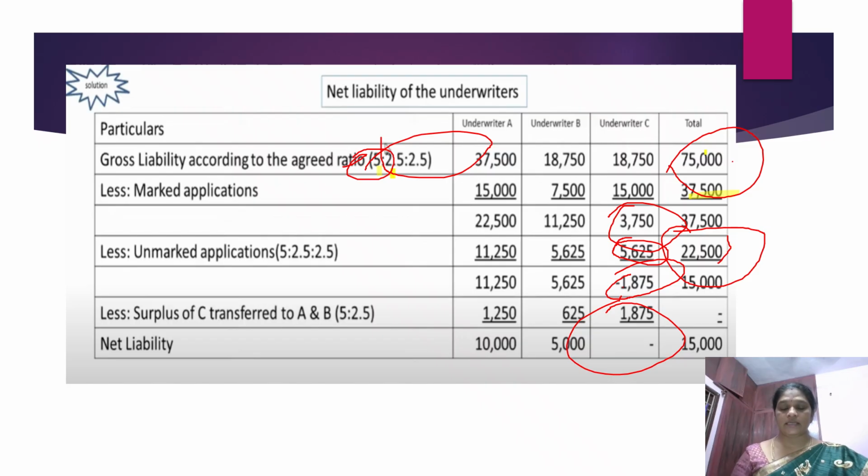So finally we can get the net liability of the underwriters. Underwriter C doesn't have any net liability, because C has a surplus amount. That is, minus 1,875 here means surplus amount. That surplus amount is transferred to A and B. So there is no net liability for C, but we have the net liability of A and B. The total net liability is 15,000.